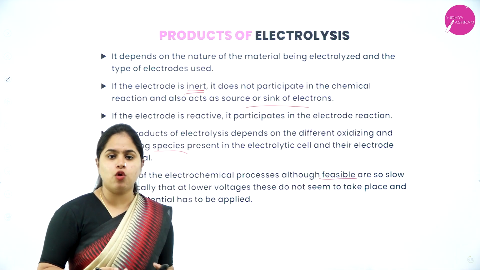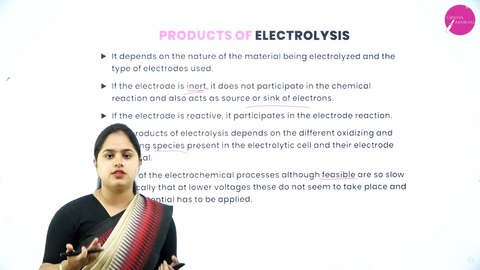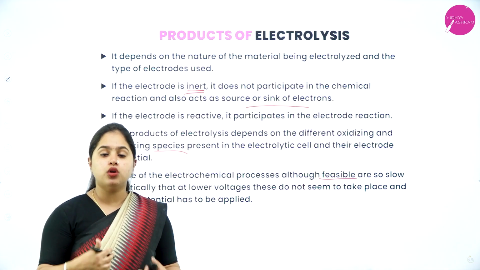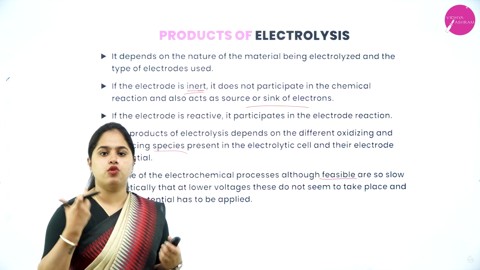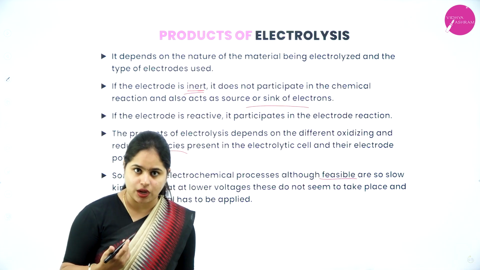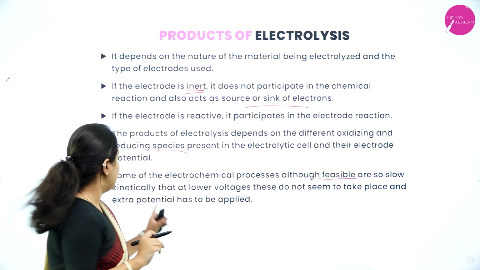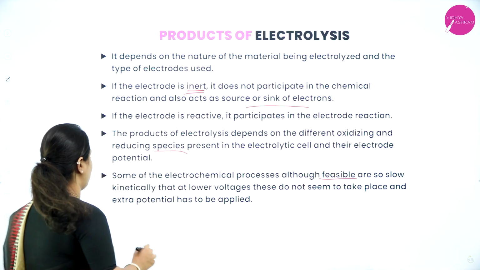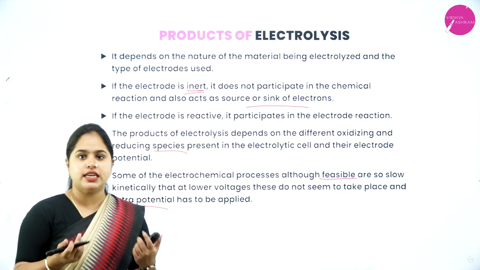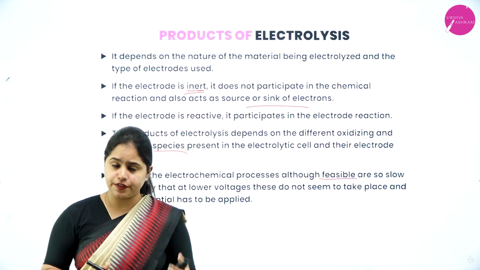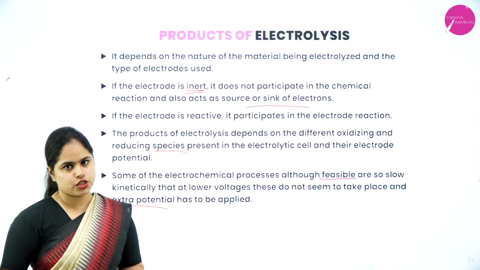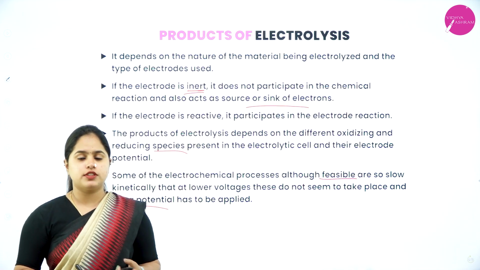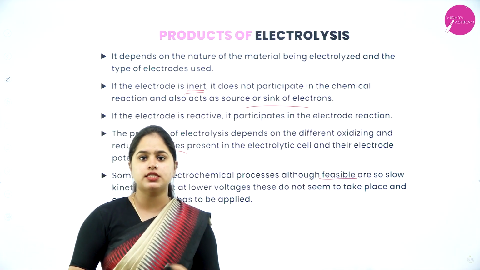So once they are slow, what happens? We feel that the reaction is not even taking place. So to make this reaction much faster and make it happen, we have to apply an extra potential, which is called overpotential, in certain cases when the reaction is feasible but extremely slow. So these are the factors on which the products of electrolysis depend.